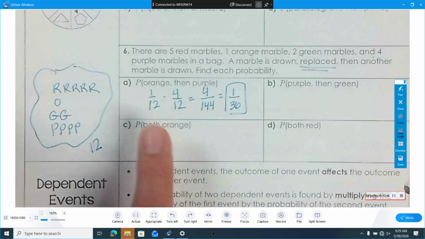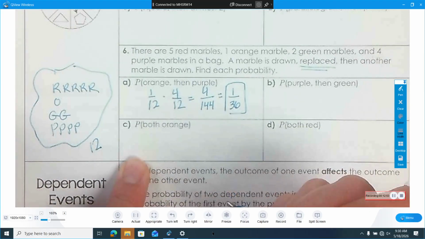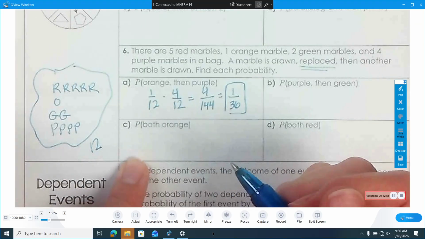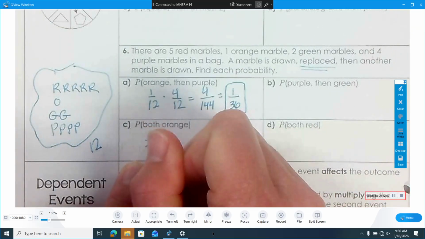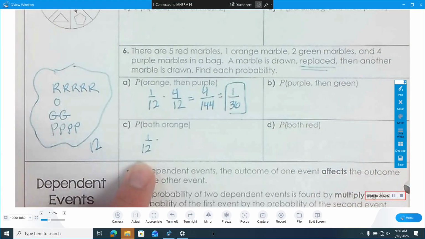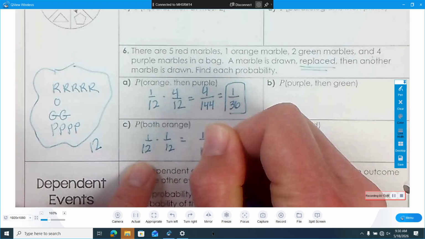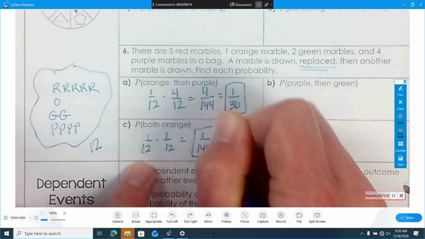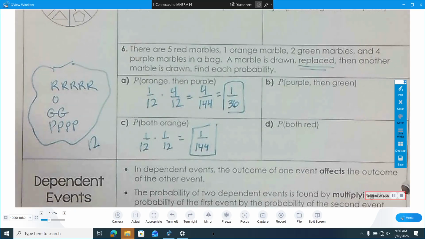What's the probability of getting both orange? What is the probability of getting an orange first? 1 out of 12, and then you draw 1 out of 12, you put it back in. Now what's the probability of drawing an orange again? 1 out of 12. And that is 1 out of 144 tries. You might get it once. Pretty crazy. So those are, again, independent events.